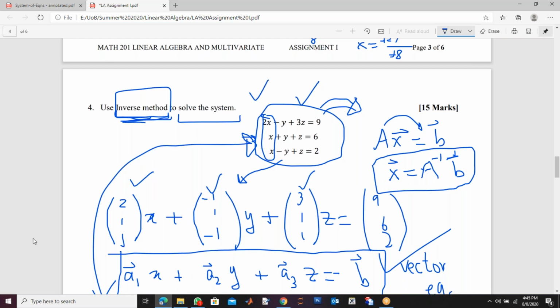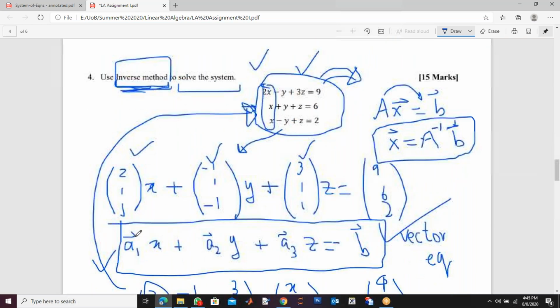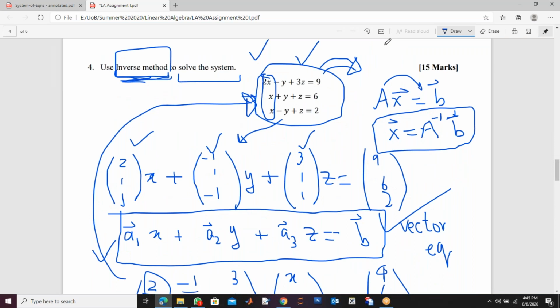Any questions? Easy, right? This is easy. Linear algebra is easy.